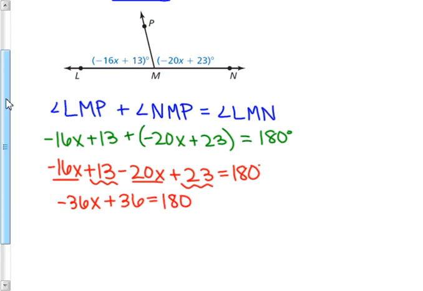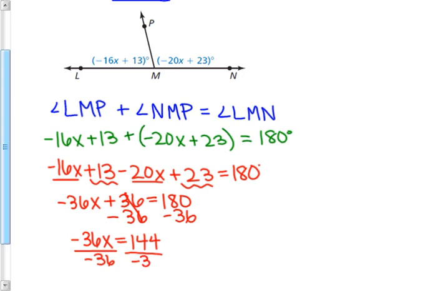equals 180. To get x by itself, I have to do a couple more things. So I'm subtracting 36 from both sides. 180 minus 36 gives me 144. So I have negative 36x equals 144. And then dividing both sides by negative 36, I get that x equals negative 4.